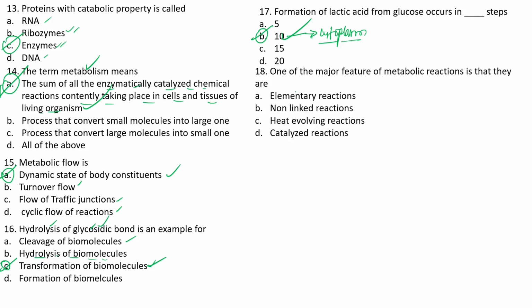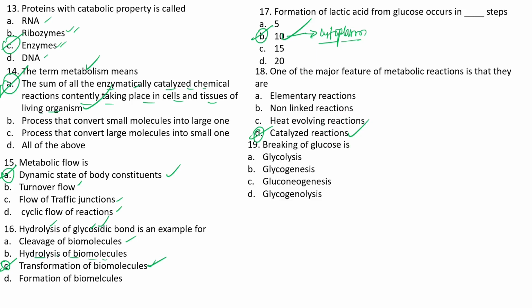The next one: one of the major features of the metabolic reactions is that they are elementary reactions, non-linked reactions, heat-evolved reactions, or catalyzed reactions. I think probably the same kind of question we had discussed earlier, so it appeared in a different way. It is mainly the catalyzed reactions. The major feature of the metabolic reaction is that all of these reactions, or at least some major chunk of these reactions, are actually catalyzed reactions. Catalyzed reactions in the sense they require enzymes for the reactions to speed up or slow down.